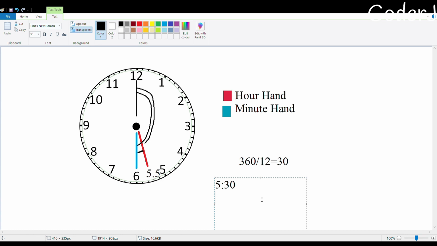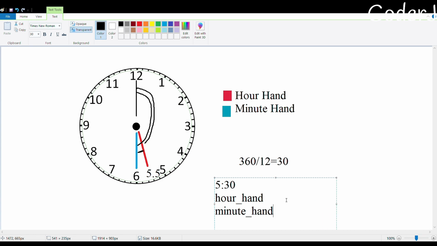It's very simple. If the time is 30 minutes, I need to know where exactly my minute hand will point. Once I know that, my question will become very simple. So I need to calculate two things: at which number my hour hand will be pointing, and at which number my minute hand will be pointing. Okay, so now let's start.